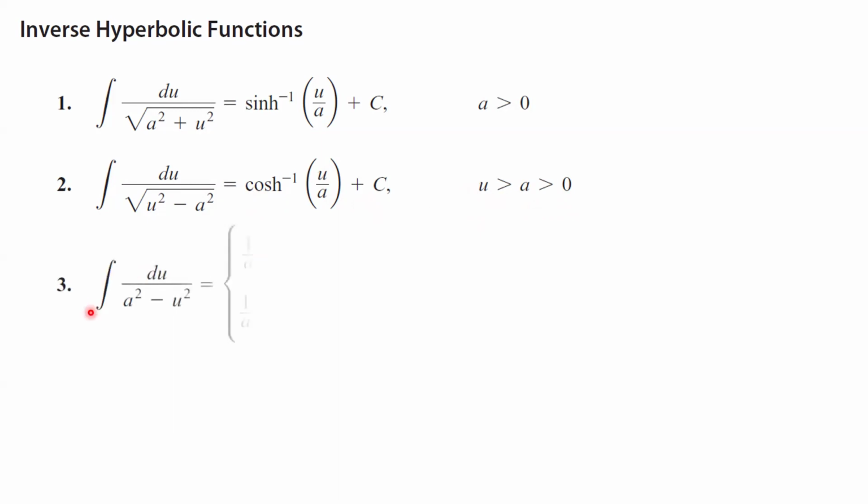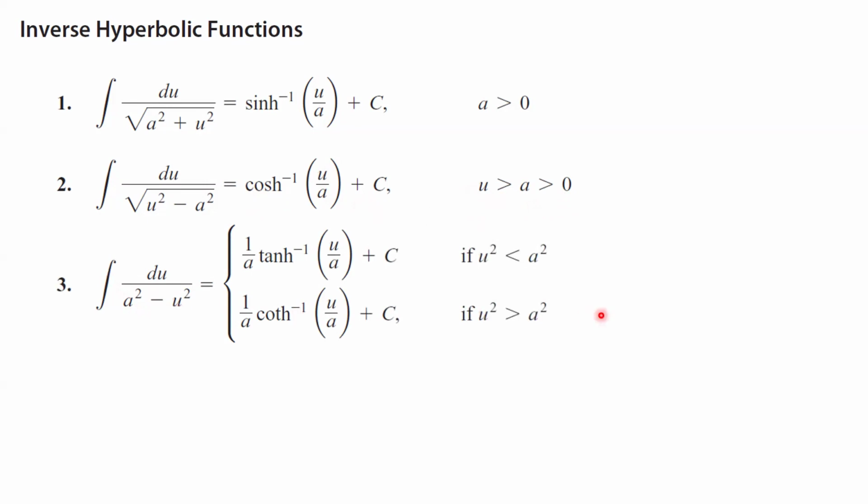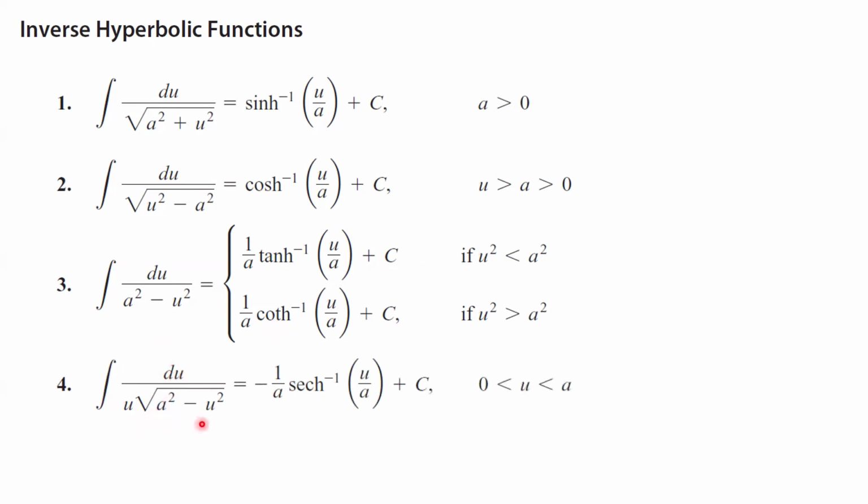Number 3, the integral of du divided by a squared minus u squared has 2 cases. If u squared is less than a squared, then you end up with inverse hyperbolic tangent. However, if u squared is more than a squared, you end up with inverse hyperbolic cotangent. Number 4, the integral of du divided by u times square root of a squared minus u squared is negative 1 over a times inverse hyperbolic secant of u divided by a plus c, and u is bounded between 0 and a.